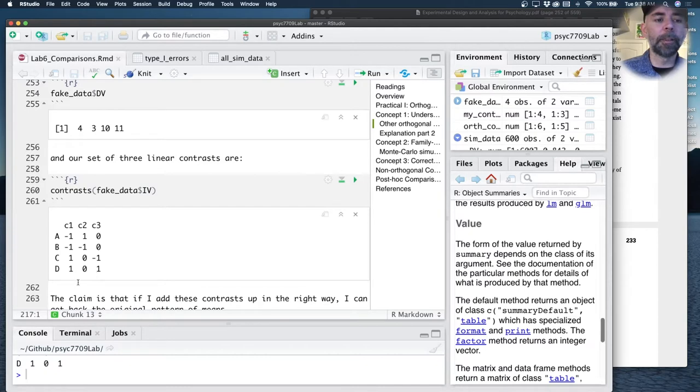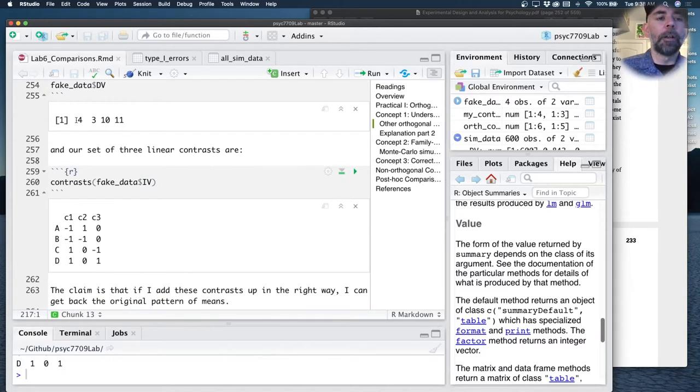So my claim is we can add these things together in different combinations and we'll produce different kinds of four numbers. The claim is that there will be a way to add up these contrasts to produce this specific pattern of numbers. So we're decomposing this pattern in terms of these three components. Because the three components are independent or orthogonal, we can be guaranteed to recompose these things.